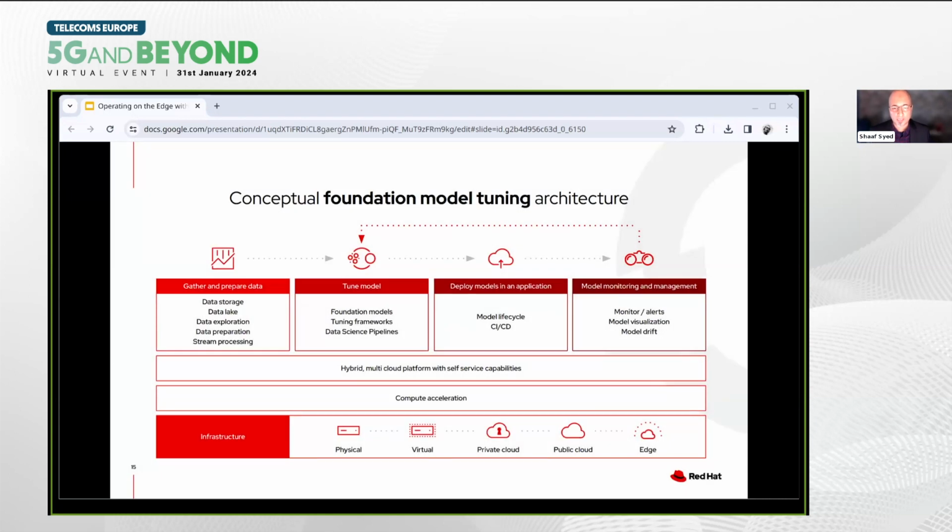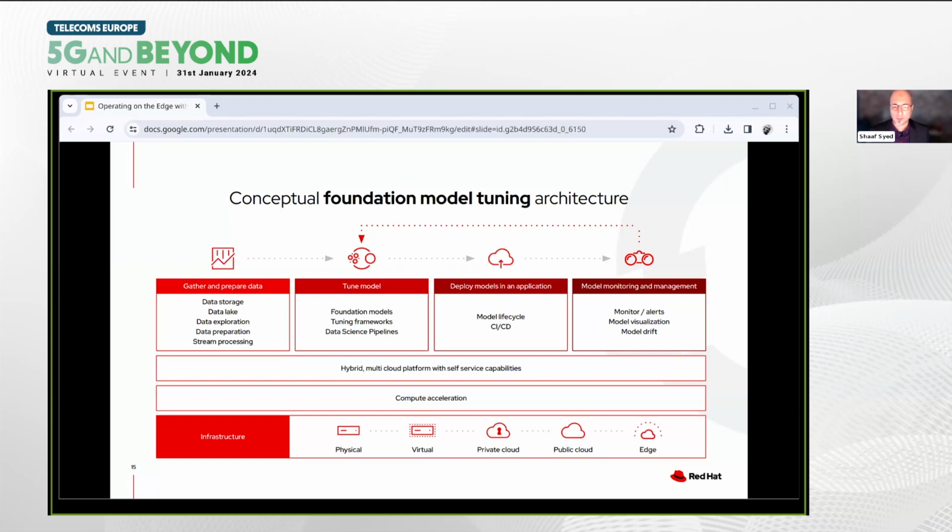So if I look into that division again, for gathering and preparing data, you're looking at data storage, data lake, data exploration, and most importantly, stream processing. Then for tuning, we're looking at foundation models and pipelines, which I will come into in a little minute. And then finally, CI/CD, which is extremely important. How do you make sure that your model is able to go through the CI/CD process, retrain your model, and deploy that together with your applications as well?